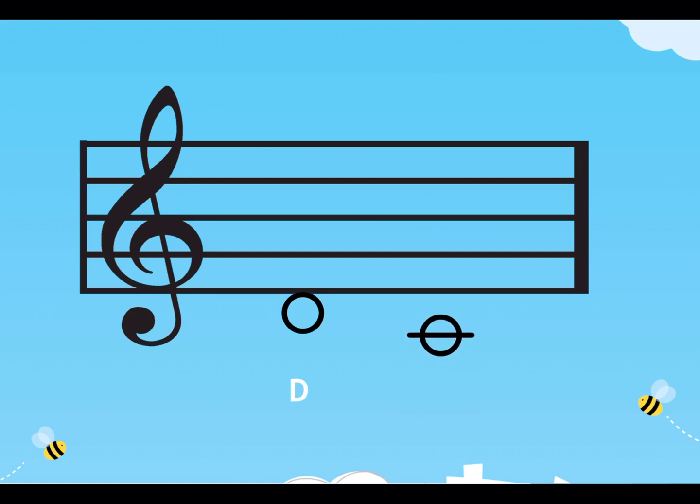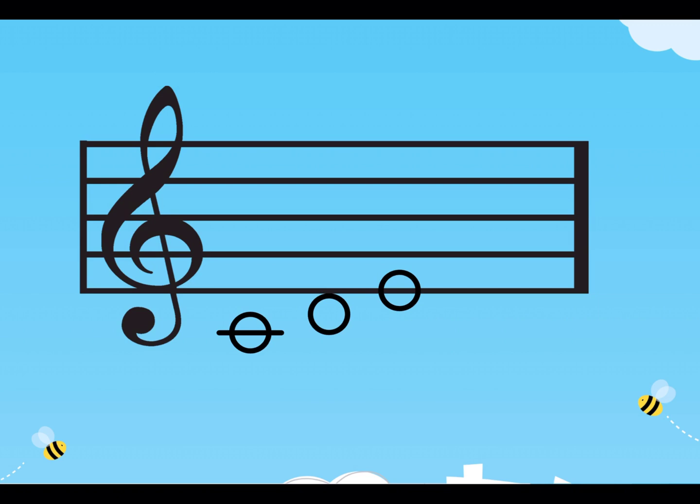This note is even lower. It has a line going right through the middle of it, so that will help us to remember that it's called middle C. Middle C is below the staff and has a little line running right through the middle. C, D.